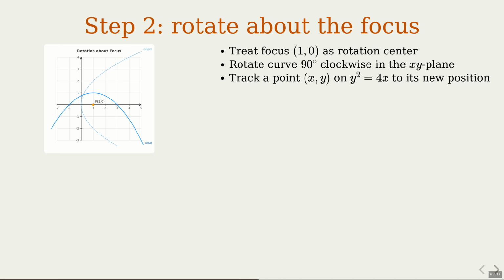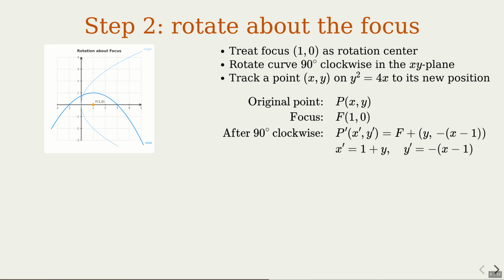We can follow an arbitrary point on the original parabola and write a formula for where it lands after that rotation. Relative to the focus, a clockwise quarter turn sends the vector (x minus 1, y) to (y, minus the quantity x minus 1), so the new coordinates become (1 plus y, minus the quantity x minus 1). So the old x-axis direction becomes downward, and the old positive y direction becomes to the right in the rotated picture.